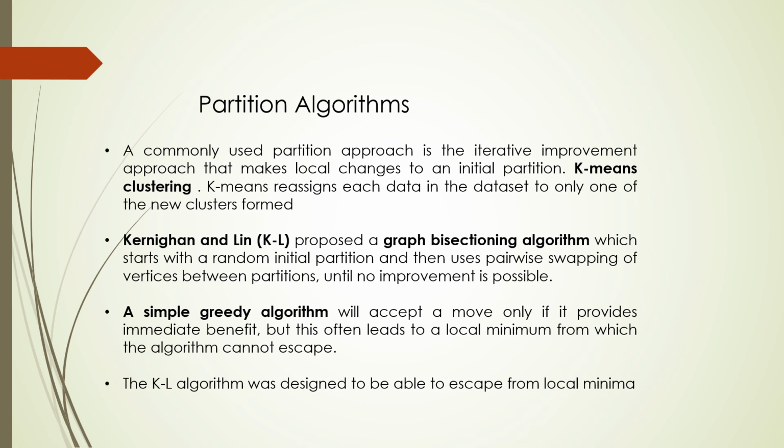So in order to avoid this, we have the new proposed method, that is the KL algorithm or Kernighan and Lin approach for graph bisectioning algorithm. In this, what they do is an iterative process in which pairwise swapping of vertices is done. It is done until no improvement is possible.